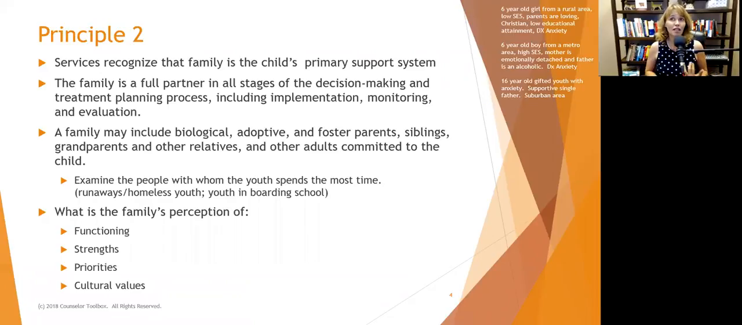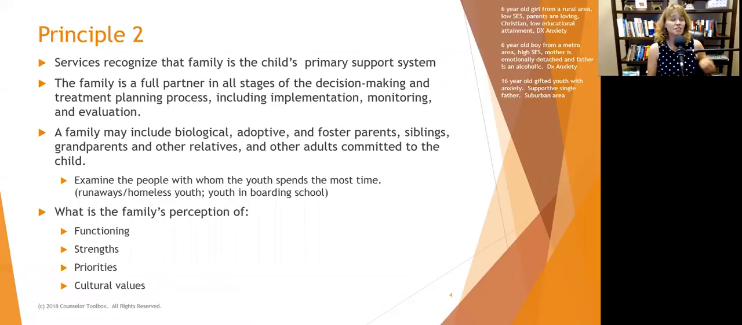Families, we need to remember not to be too close-minded when we define families. They can include biological, adoptive, and foster parents, siblings, grandparents, other relatives, and even other adults that are just committed to the child. There are a lot of families who have an Uncle Bob or an Auntie June or whoever they are that are not blood relatives, but they are very close friends of the family. And if they are part of that child's life, then they can potentially be integrated into the treatment plan.